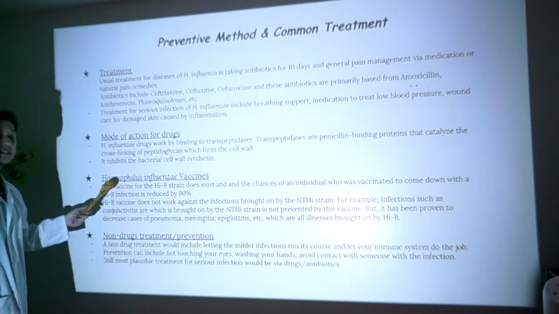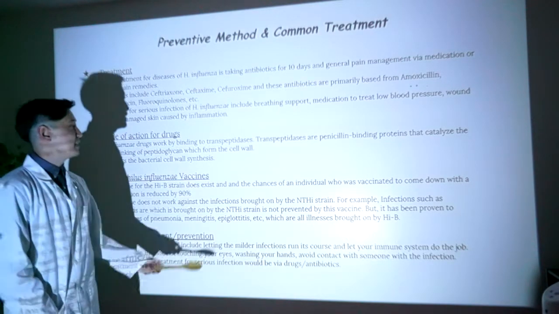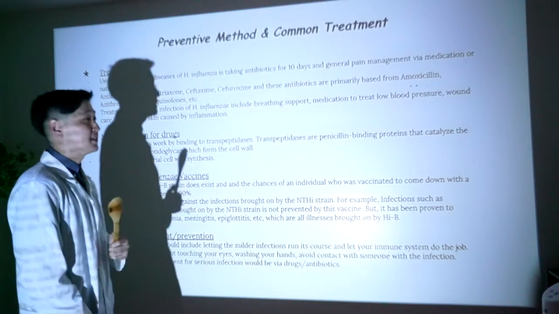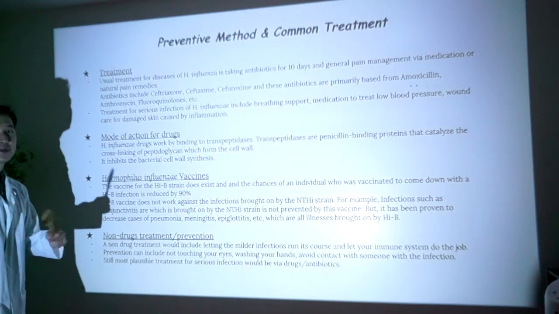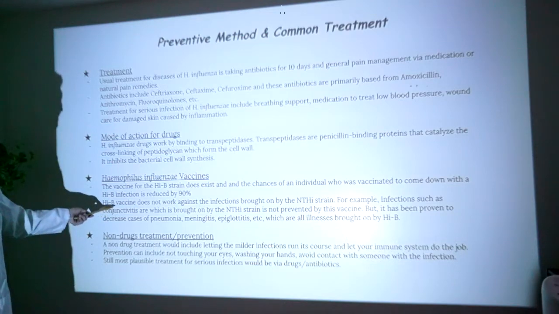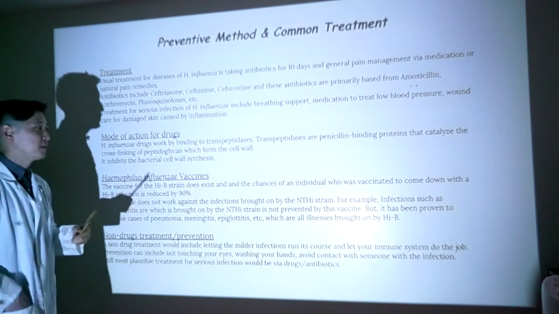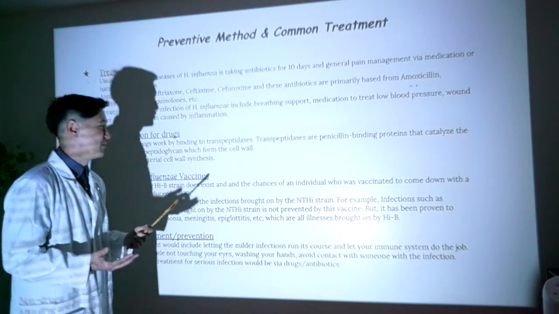Haemophilus influenzae does have a vaccine. The vaccine for the HIB strain does exist, and the chance of a vaccinated individual coming down with the HIB infection is reduced by 90%. The HIB vaccine does not work against the infections brought on by the NTHI strain because they're different strains.